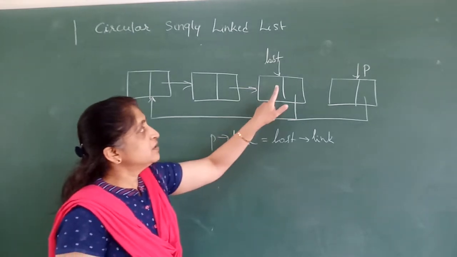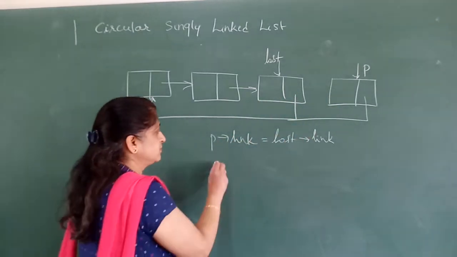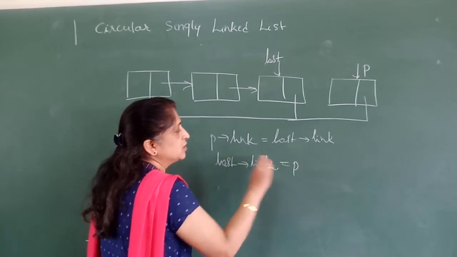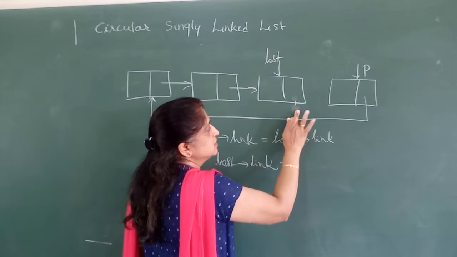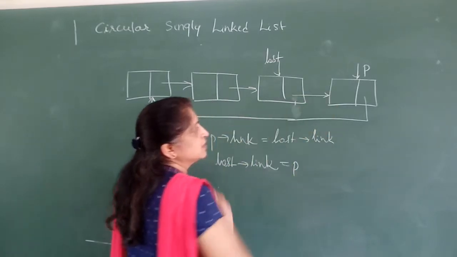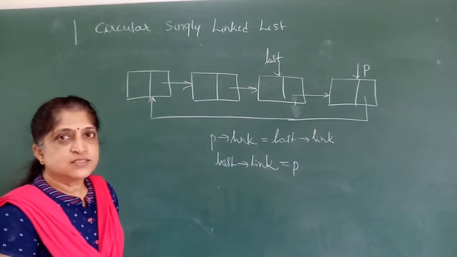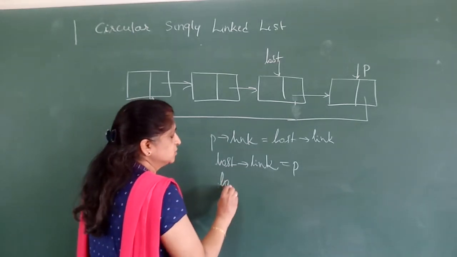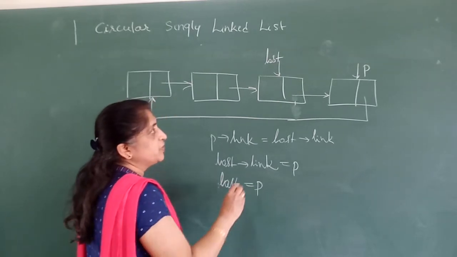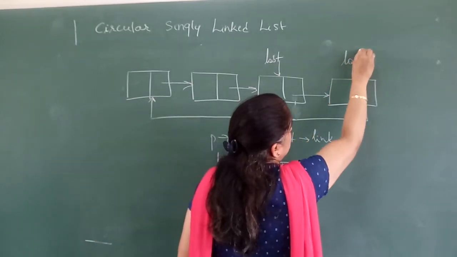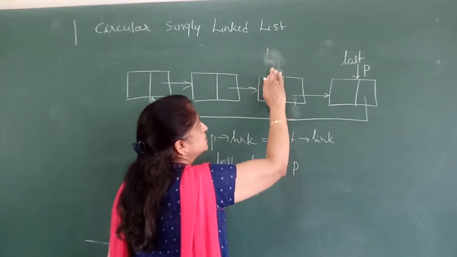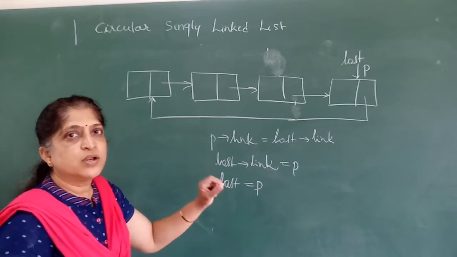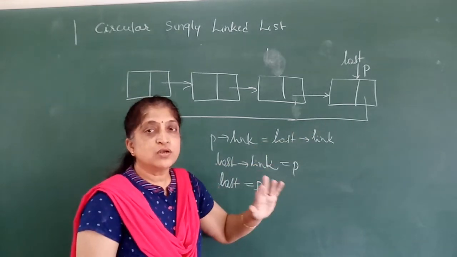Then I have to make last link is equal to P. This link field starts pointing to the new node. And what I said, you have to maintain a pointer to the last node. So after this, I should just make one statement, last is equal to P. So last will start pointing to this new node. So last is no more pointing here. So we could insert easily a node at the end of the list. We did not traverse.